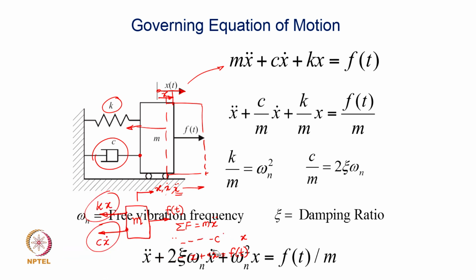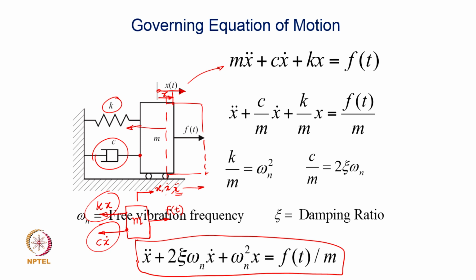c over m, of course, we shall shortly derive as we discuss damped vibration. It is given as 2 zeta omega n. Do not worry if you do not know this particular relationship, we are going to derive it properly later on. So, if we represent c over m by 2 zeta omega n, this is another common form of the governing equation of motion. In this case, all the terms are acceleration terms.